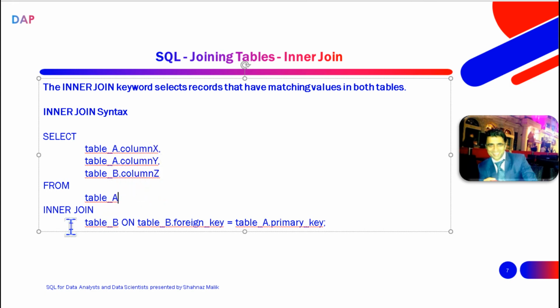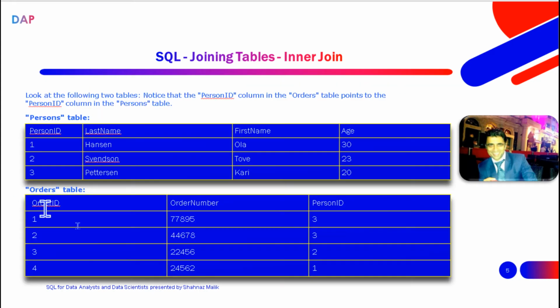So then I'm going to say inner join table B on table B dot foreign key equals table A dot primary key. So basically in table B, I have a foreign key which is pointing towards its parent table, pointing towards the primary key of the parent table, right? As I have shown you above, if you see this one.